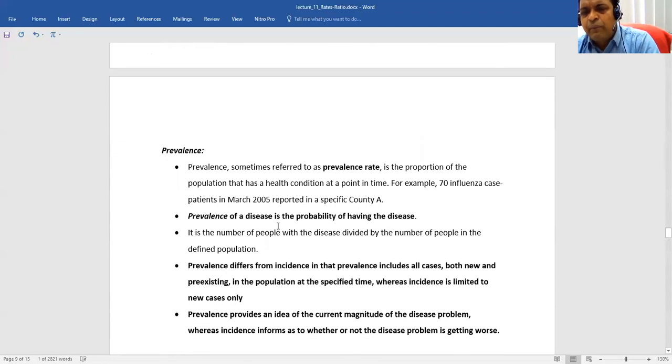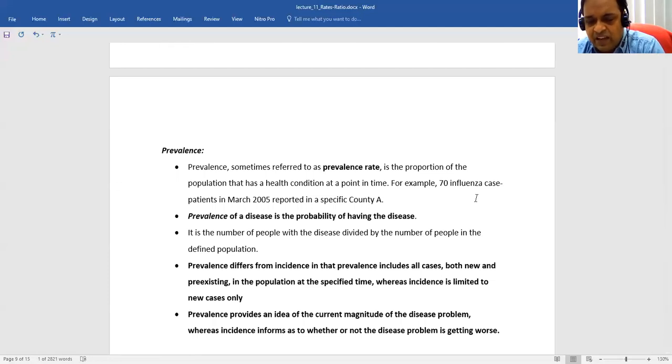The other is the prevalence rate, which is a very important measure in biostatistics and epidemiological studies. So prevalence rate is the probability of having the disease. This is not that somebody will develop the disease; this is that somebody already has the disease. This is the prevalence rate. So how many persons in a population in a time period already have the disease? This is not somebody going to develop the disease.